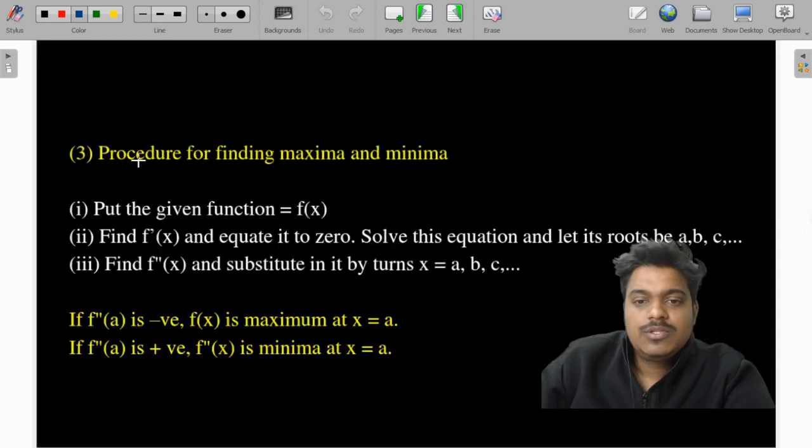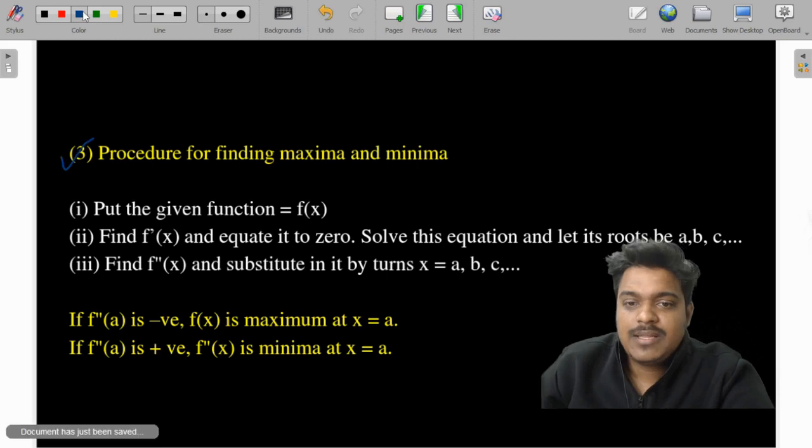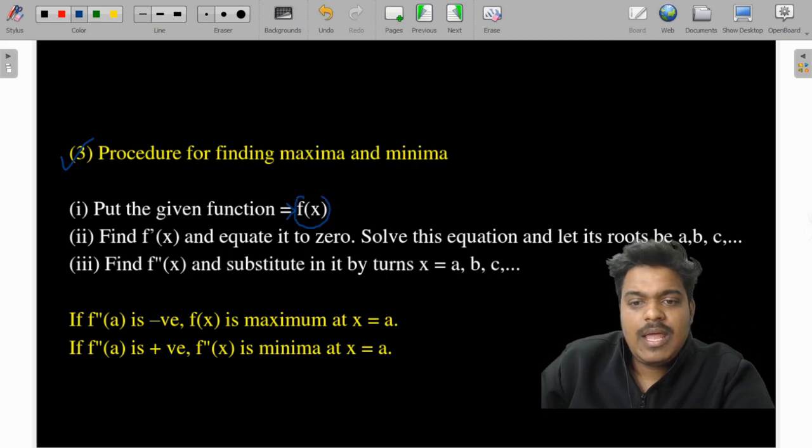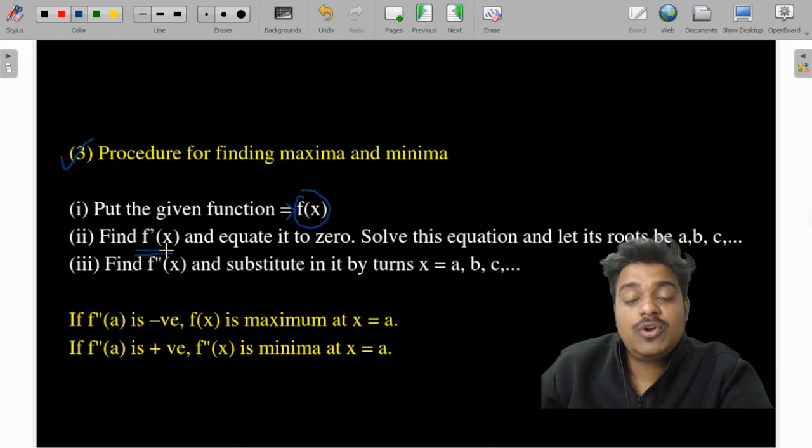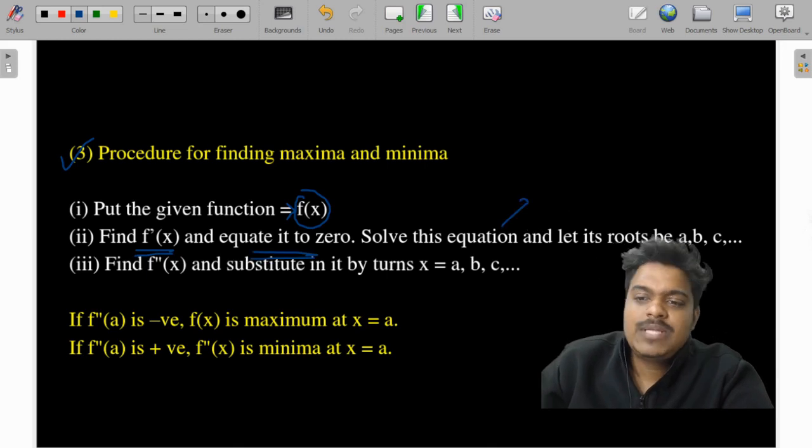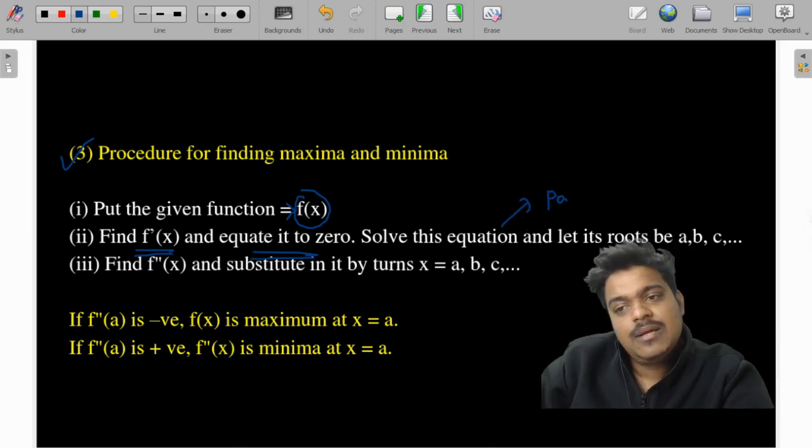So now, what is the procedure for finding the maxima and the minima? Put the given condition in f of x. Find f dash x, that is the first derivative of this function, or dy by dx, and equate it to 0. You will get some roots, and they are the points where f dash x is 0.